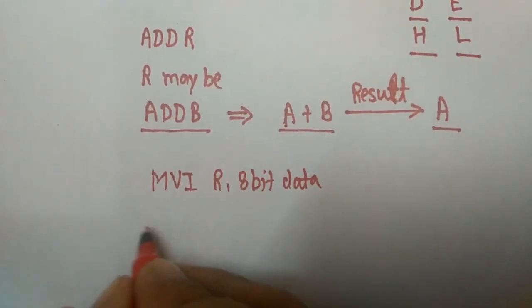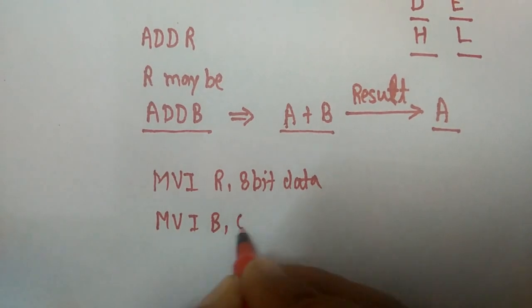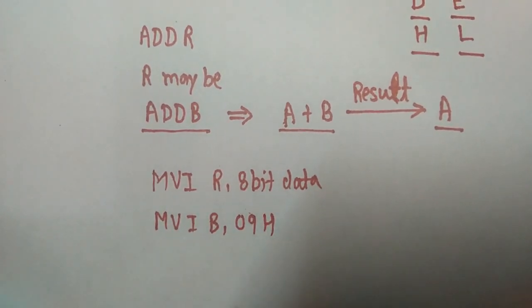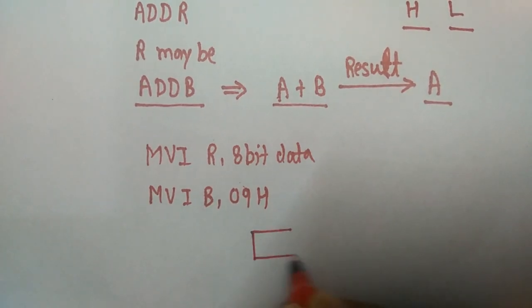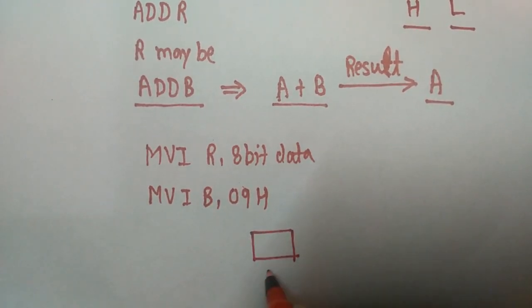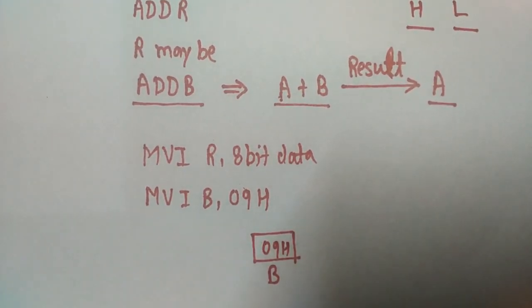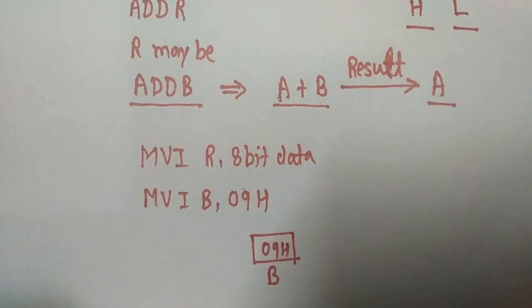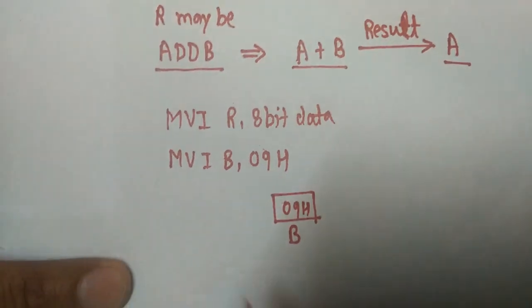If you write MVI B, 09H, this instruction will simply put the value 09H in register B of the 8085 microprocessor. So after knowing this instruction, I am going to sum up everything.